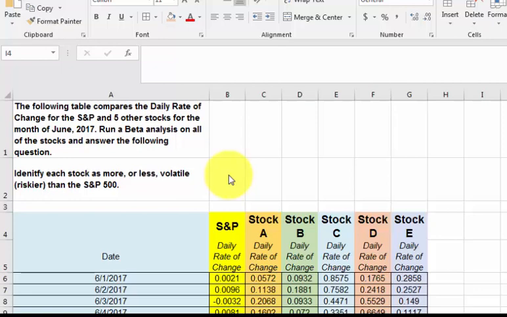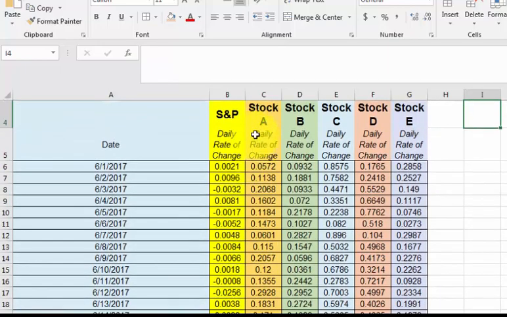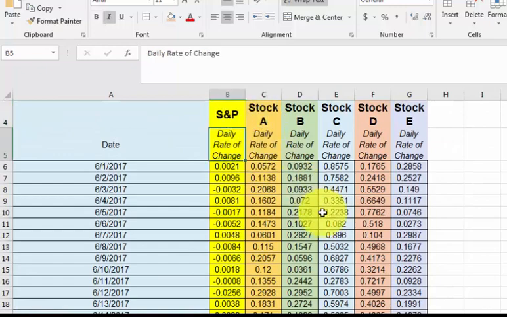So the S&P 500 stocks are 500 companies that don't change a lot. They're kind of resistant to depressions and spikes and valleys. They don't move very much. So the rest of these stocks we're going to compare to them. First of all, let's compare stock A to the S&P.